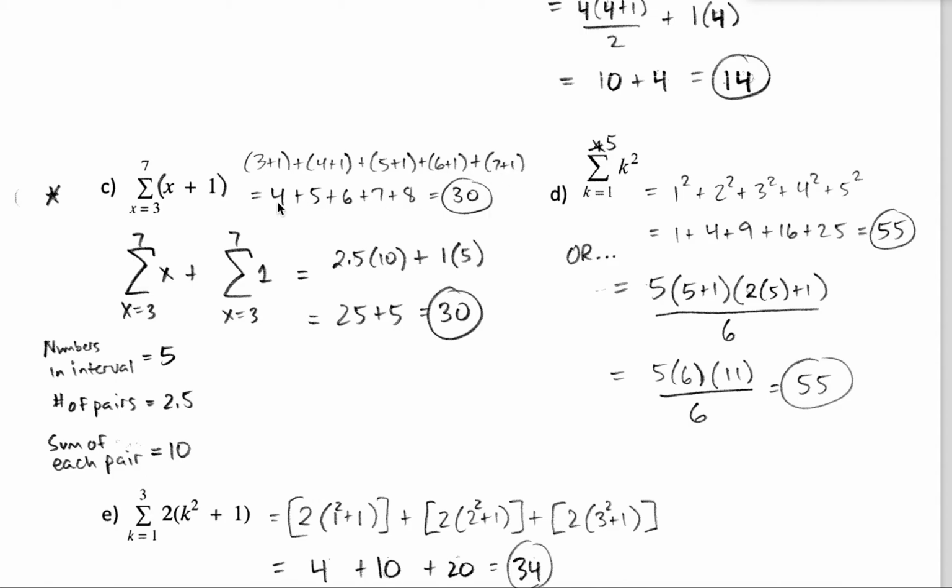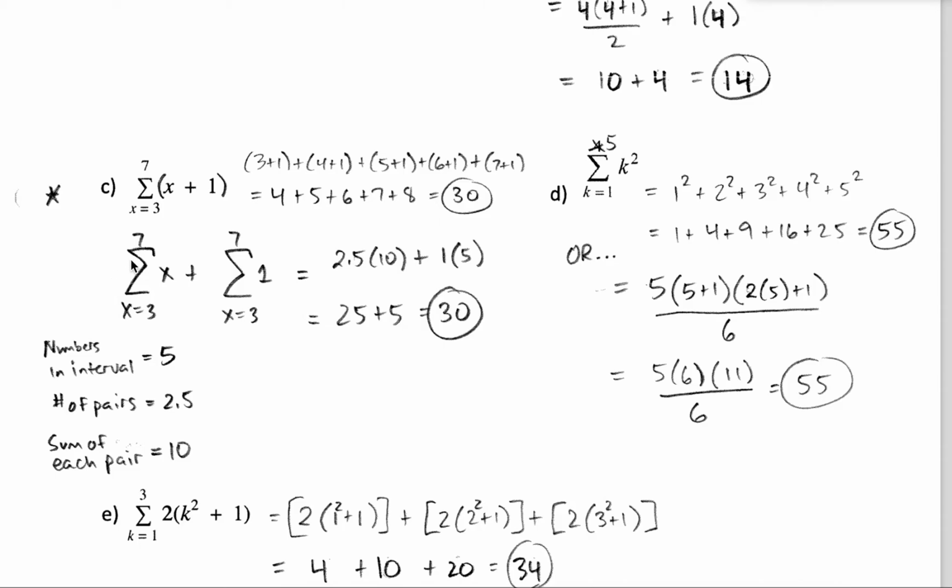Or we can use our shortcuts. But this time we can't use our formulas because we're not starting with an index of 1. We're starting at 3, so we've got to think more conceptually here. Still the same concept though. The length of our interval divided by 2 gives us our number of pairs. So the length of our interval from 3 to 7 is 5.